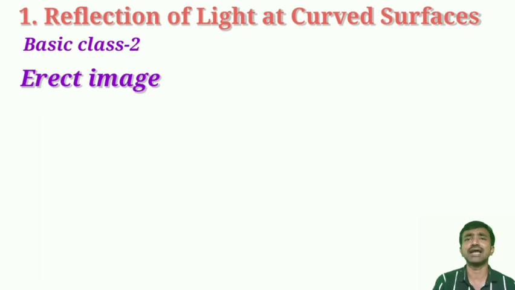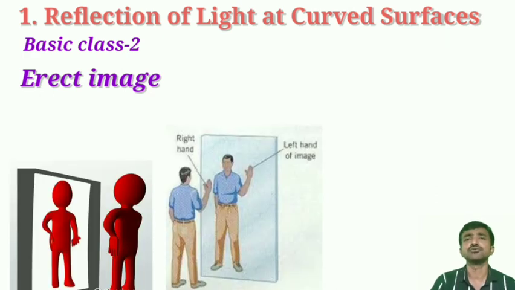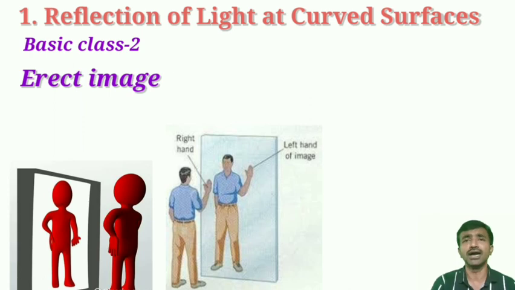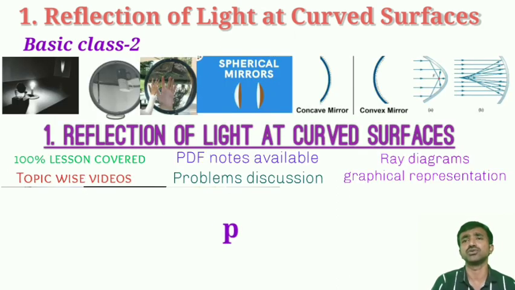Then one more is there, the erect image. Suppose you see yourself in the mirror, you can see that the object as well as the image stand the same side. That means the top you can see is top, bottom is bottom only. If you observe this type of image on any surface, it is called an erect image. So I hope these concepts are easily understood by you.